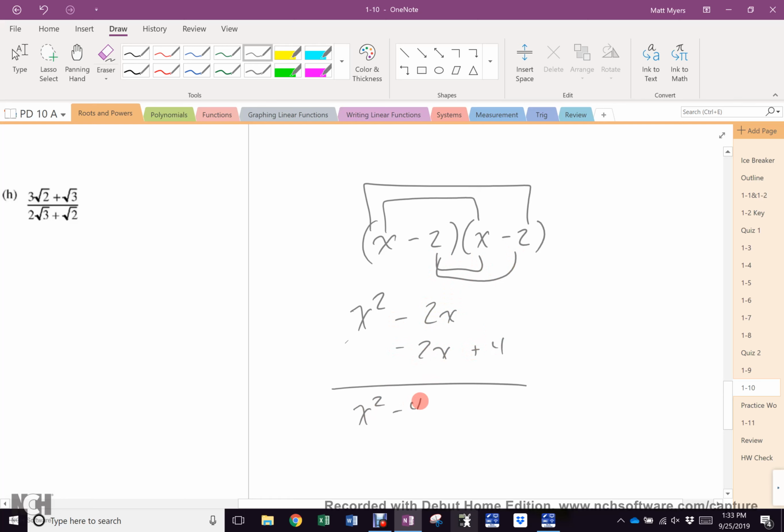X squared minus 4x plus 4. Agreed? No problem. Easy peasy, lemon squeezy.